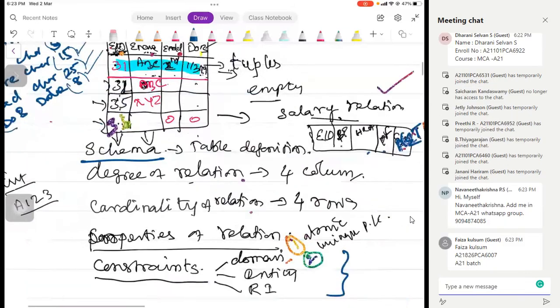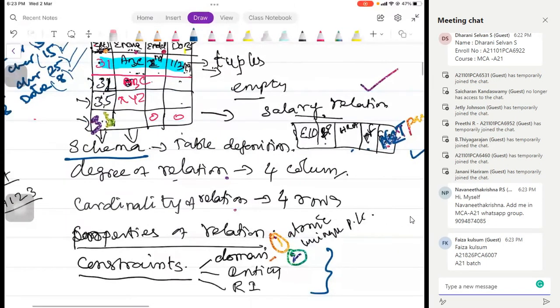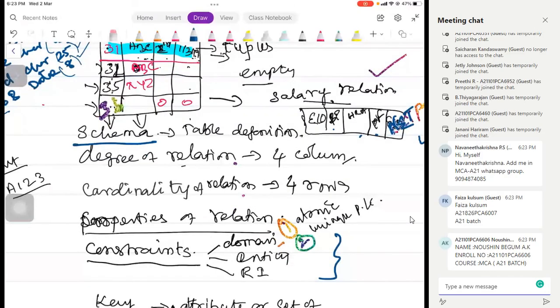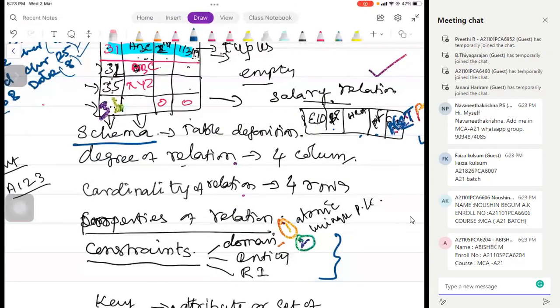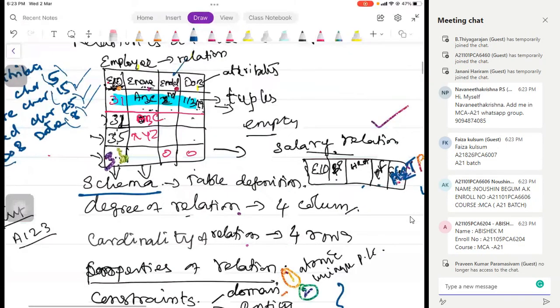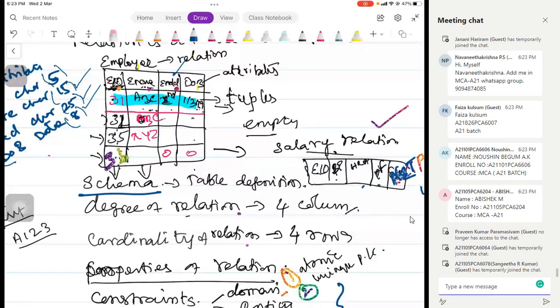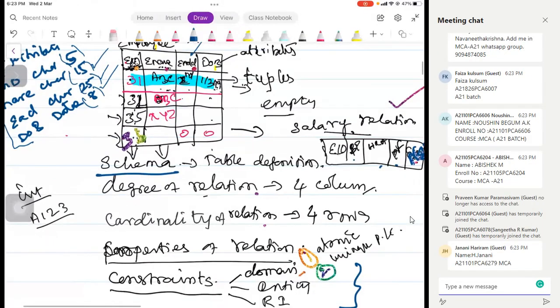Then, for example, a schema. It is a table definition. This is the schema. The degree of relation we can call 4 columns. The degree, or we can call it the domain, we can say 4. Domain of a relation is 4, and degree of relation is 4. Cardinality of relation is 4. Cardinality means number of tuples, number of records, whatever we can say.